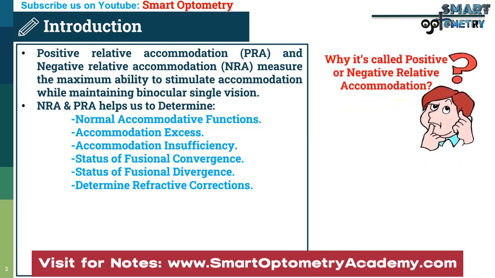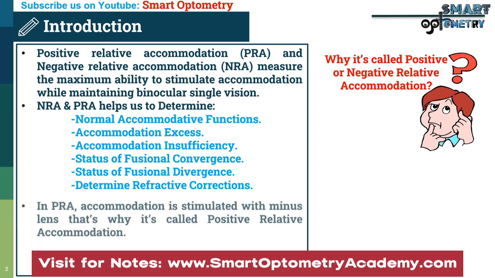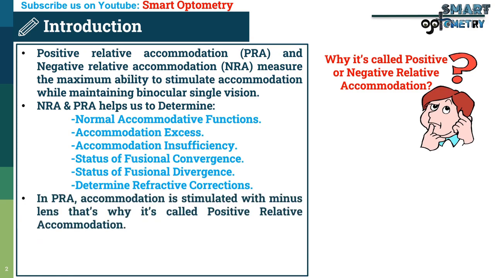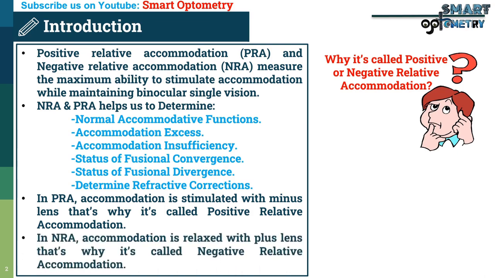Now the question is, why is it called positive or negative relative accommodation? In positive relative accommodation, accommodation is stimulated with minus lens, that's why it's called positive relative accommodation. And in negative relative accommodation, accommodation is relaxed with plus lens, that's why it's called negative relative accommodation. So when accommodation is stimulated or activated, it's called positive relative accommodation, and when accommodation is relaxed, it's called negative relative accommodation.